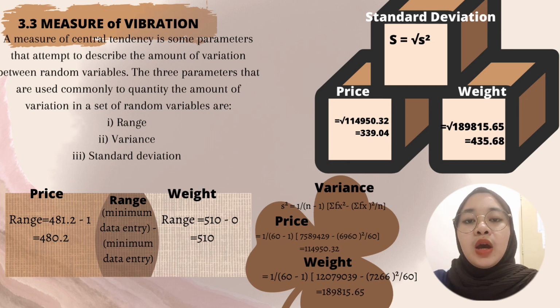480.2, while the maximum data entry for the random variable of weight is 510, while the minimum data entry is 0. Therefore, the range of the random variable of weight is 510.